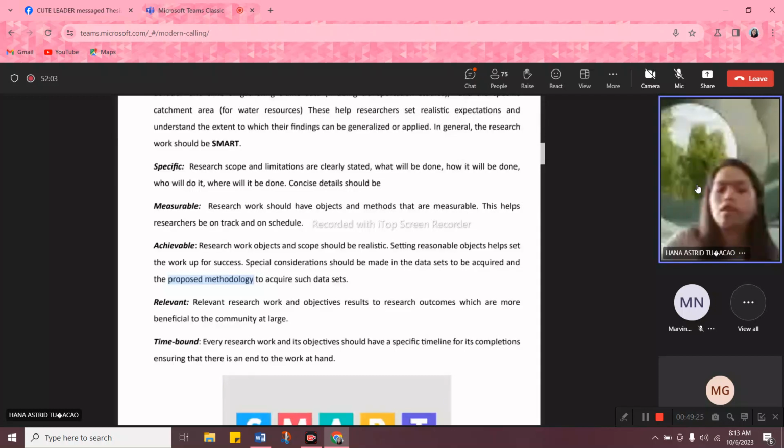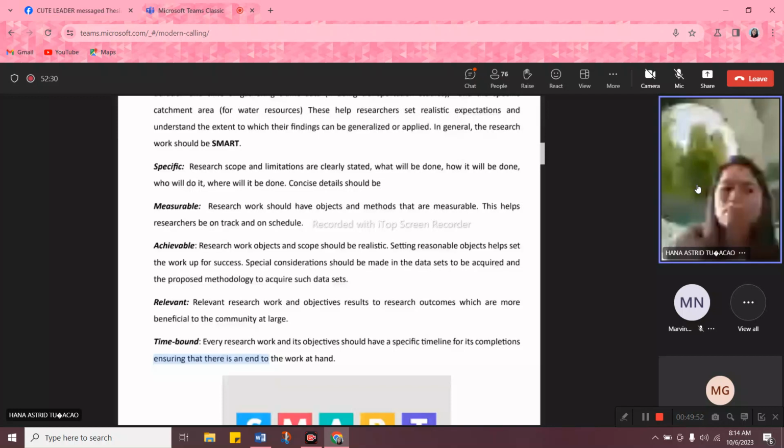Okay? Relevant research work and objectives result in research outcomes which are more beneficial to the community. Relevant. And lastly, time bound. Every research work and its objective should have a specific timeline for completion, ensuring that there is an end to the research work. This is very important, ensuring there is an end.